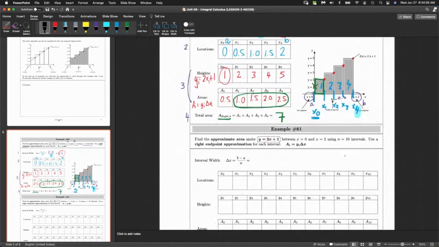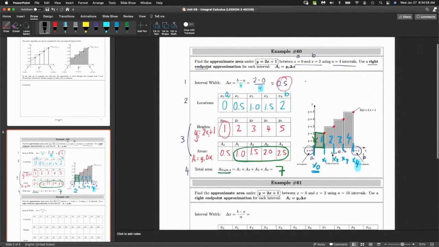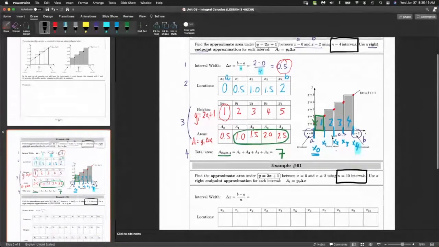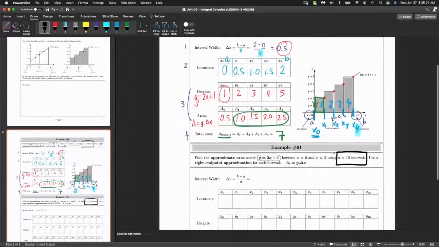So anyway, we did the process here for 4 intervals. So let me just put a box on that. Now we're going to do the exact same process, but with 10 intervals. So let's try to get this one. Let's bang this one out here. Get it done. And then we'll see how that goes. So I'm going to scroll down a little bit, maybe up to there.